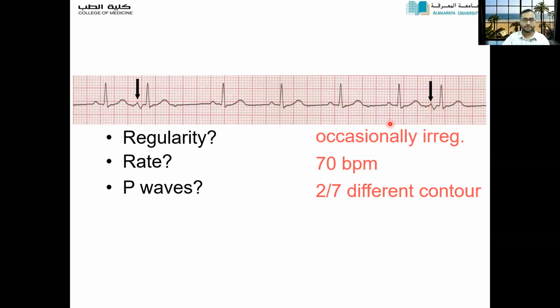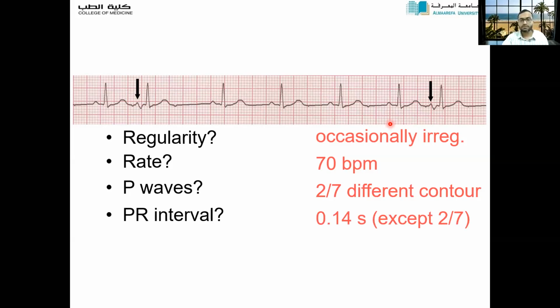What else? We have PR interval normal, except for the second and the 7th, because they are abnormal in shape. QRS duration, they are normal. So can I label it as a normal sinus rhythm? No, definitely not, because P waves are not normal and there is occasional irregularity. So this is arrhythmia, definitely. But can it be a sinus arrhythmia or non-sinus?